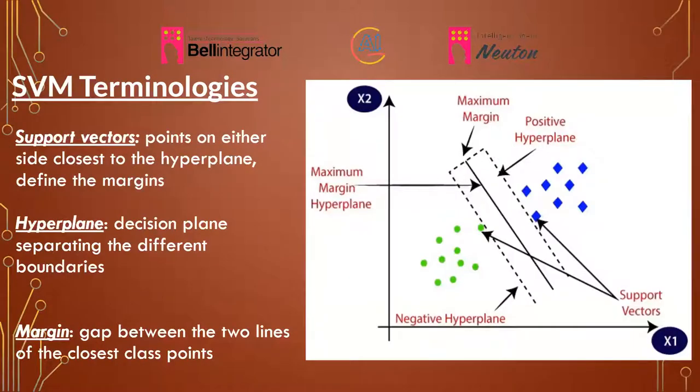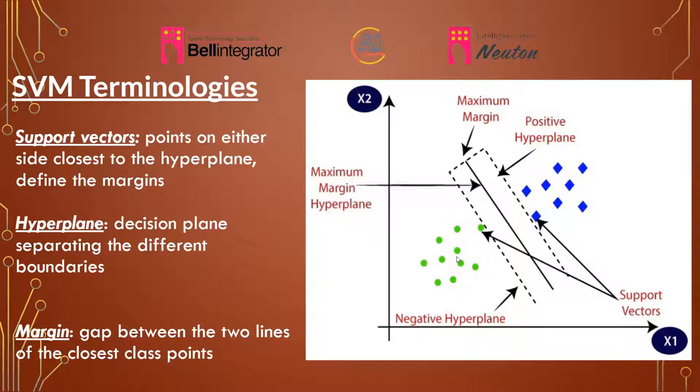This then directly takes me to the terminologies that one uses in support vector machines. So support vectors are points on either side closest to the hyperplane. And these points define the margins. And what we're trying to do is maximize the margin.